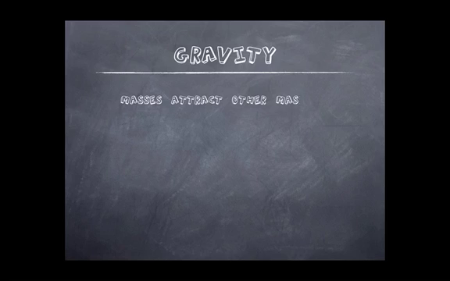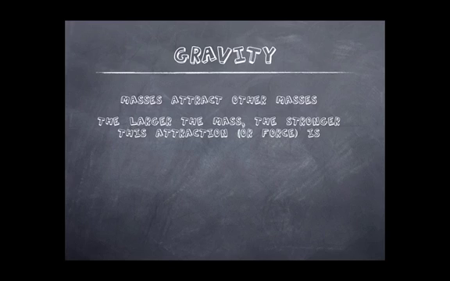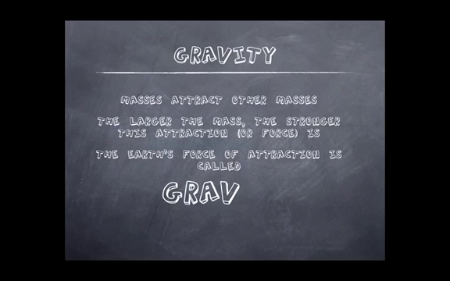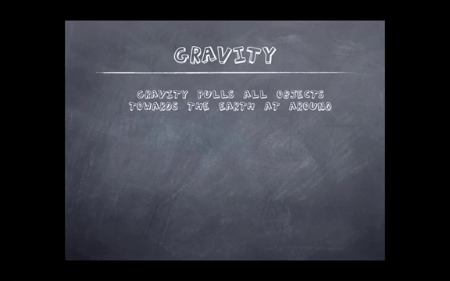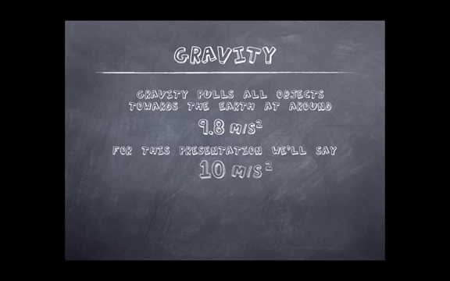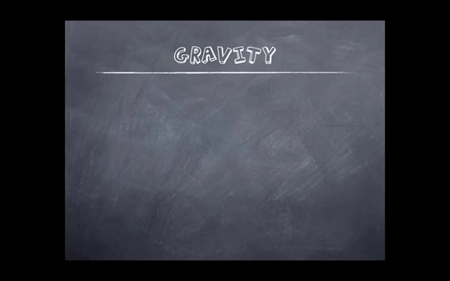Gravity. Masses attract other masses. The larger the mass, the stronger this attraction or force is. The Earth's force of attraction is called gravity. Gravity pulls all objects towards the Earth at around 9.8 meters per second squared. For this presentation, we'll say 10 meters per second squared.